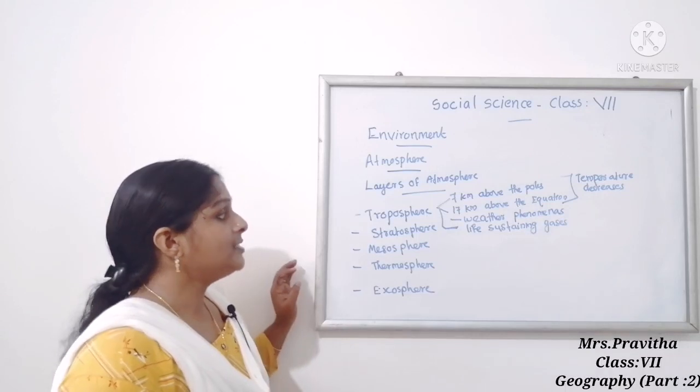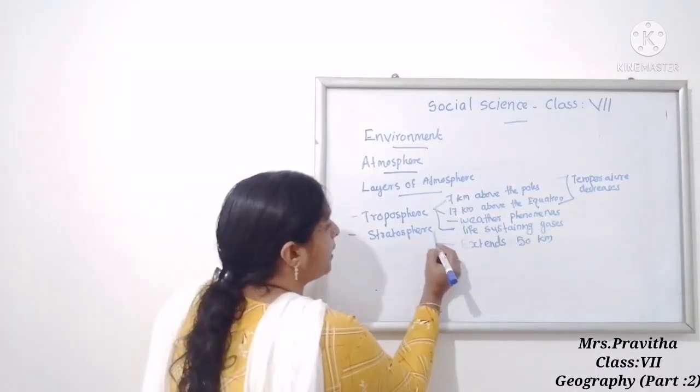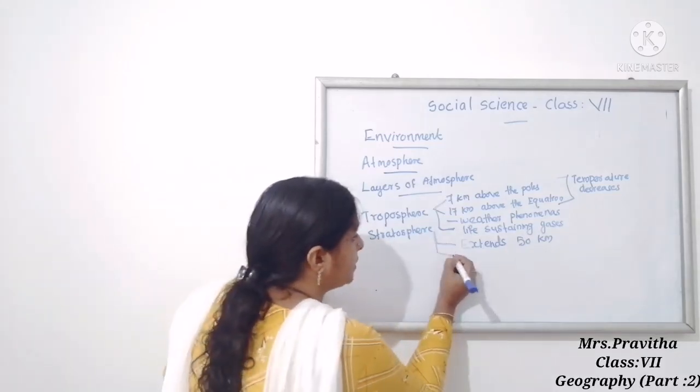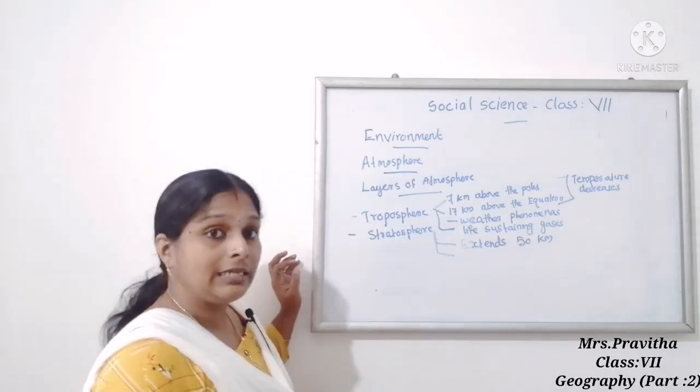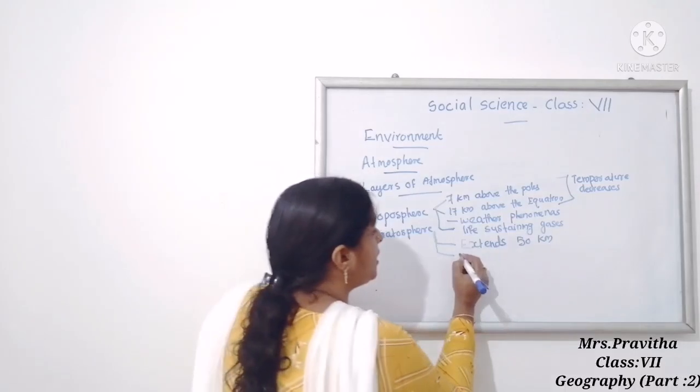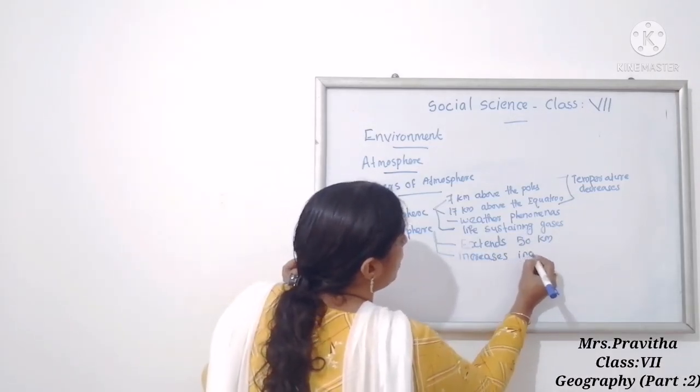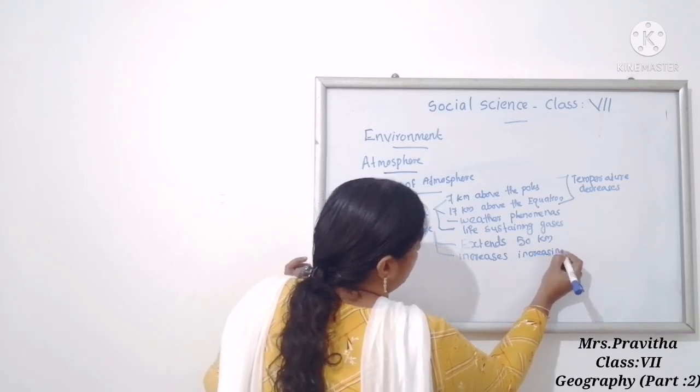Second one, stratosphere. The stratosphere extends 50 km. Now we will look at the temperature. Temperature increases with increasing altitude.